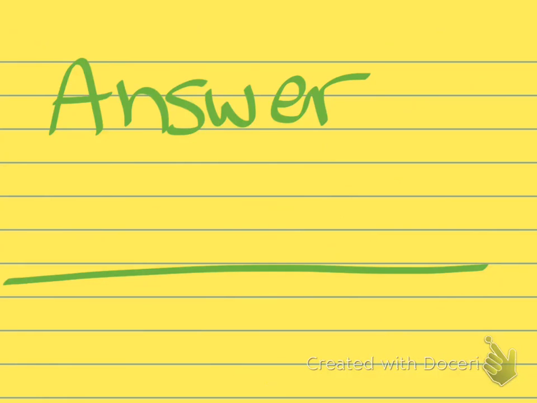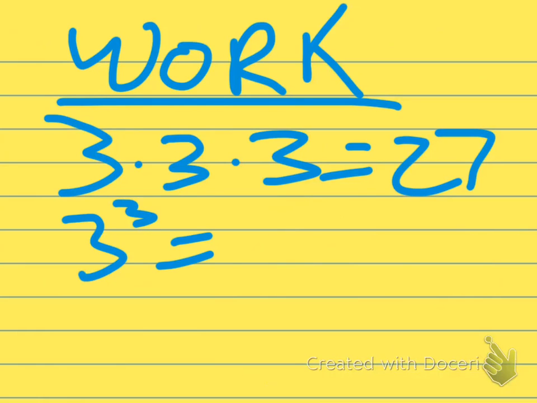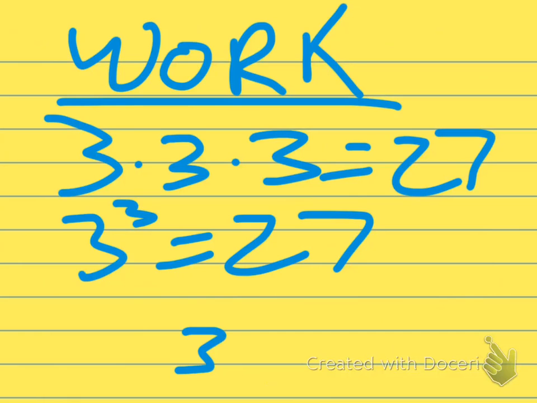If you got the answer of 3, then you are correct. I will show you the work. To get 3, first you would have to do 3 times 3 times 3 equals 27, or 3 cubed equals 27. So the answer will end up being 3. Pretty simple.